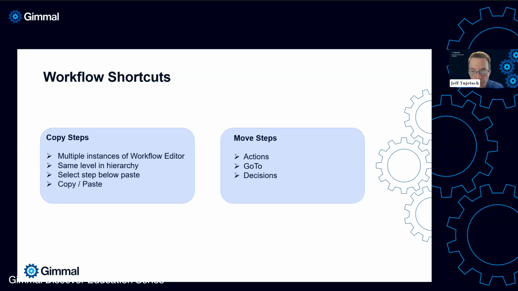You have to be in the same level of the hierarchy in the workflow. For instance, for a Windows file share, you have the path and then the folder, then the file. You can copy from file to file, from folder to folder, from path to path, but you cannot cross that boundary. It has to be at the same level.